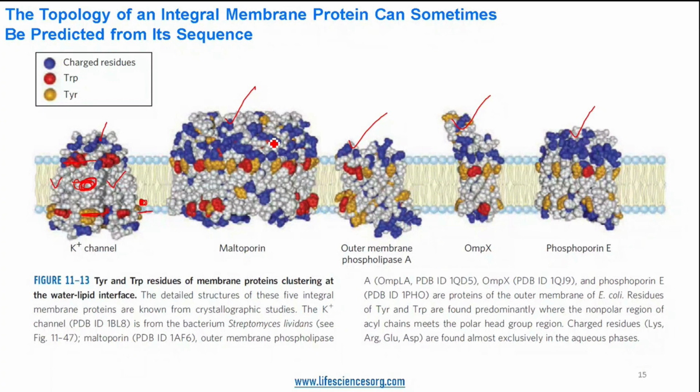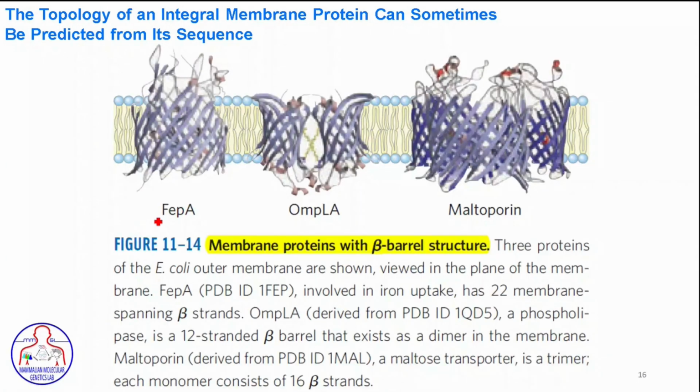The charged residues, charged amino acids of these proteins. And these are examples of different proteins. You can read their names. The F-type protein has a beta barrel made from several beta sheets. This protein has 2 pairs of beta barrels, and this protein has 3 pairs of beta barrels that make up the composition of this protein.